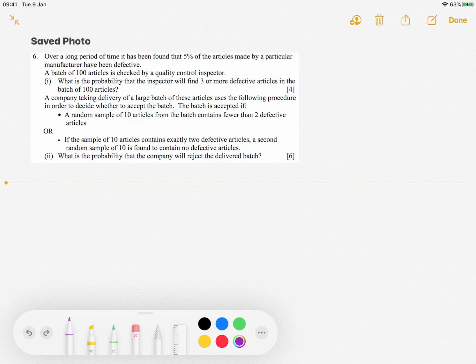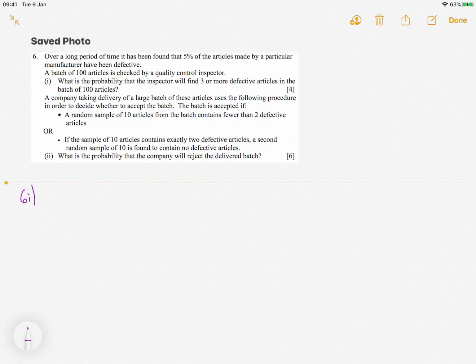Hi, Year 12 had a couple of questions about question 6 of the binomial distribution assessment, so I thought I'd go through both parts now. So 6i, I don't think that caused too many problems. It was the second part.